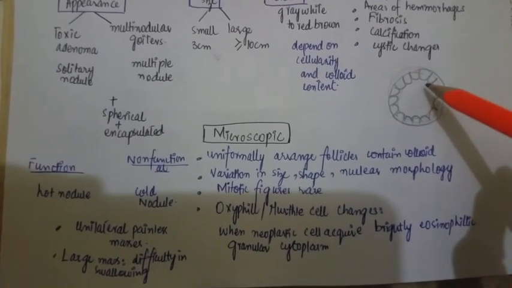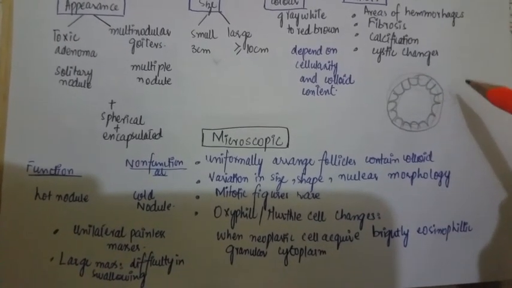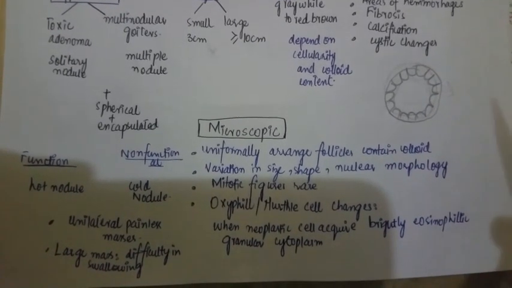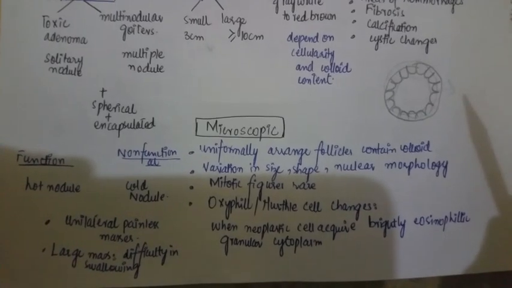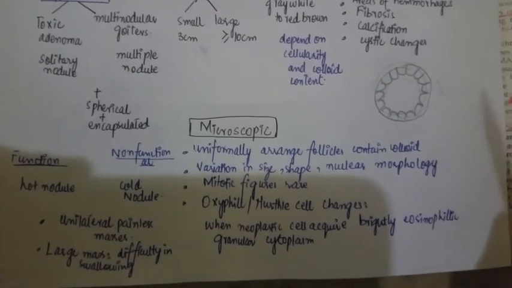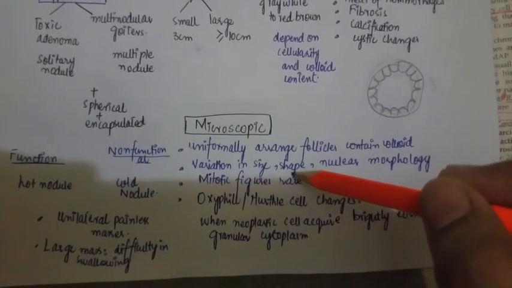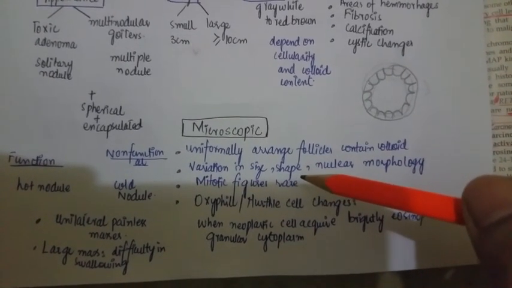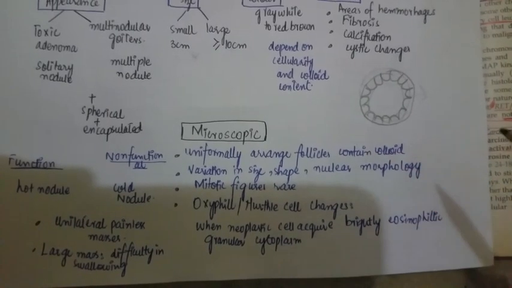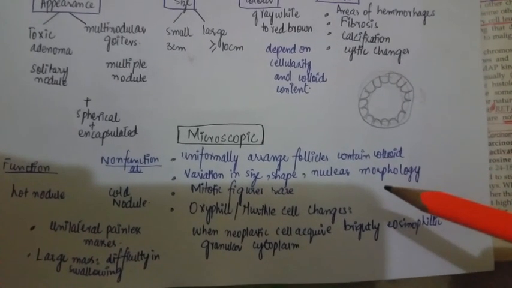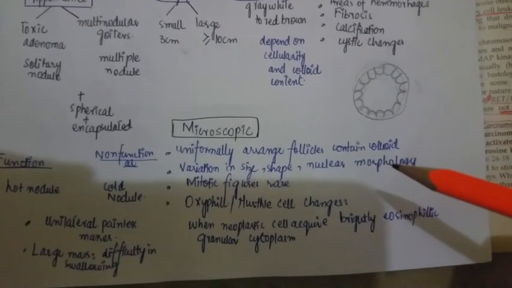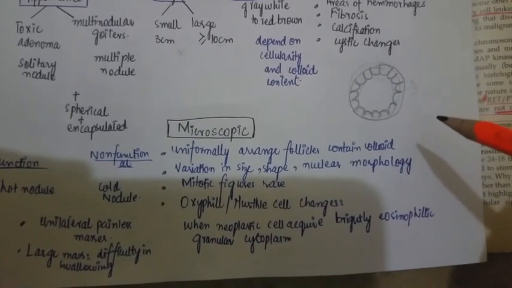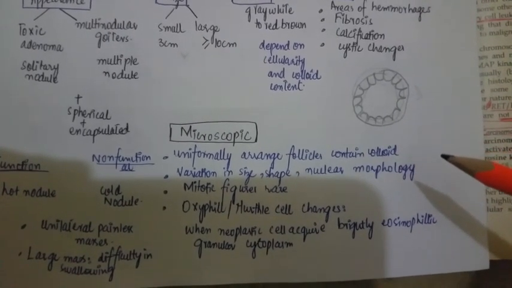But similar as the normal thyroid parenchyma. But what could be the difference between the normal thyroid parenchyma and thyroid adenoma? There will be a variation in the size, shape, and the nuclear morphology. And mitotic figures are rare. Why mitotic figures are rare? Because mitotic figures are present in the malignant neoplasm. But adenomas are the benign tumors.